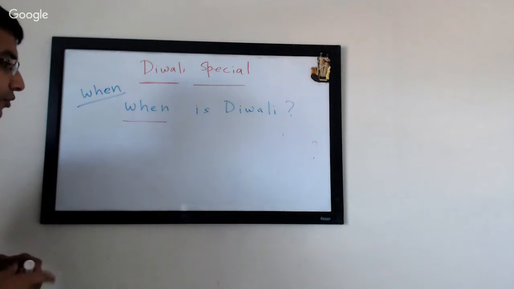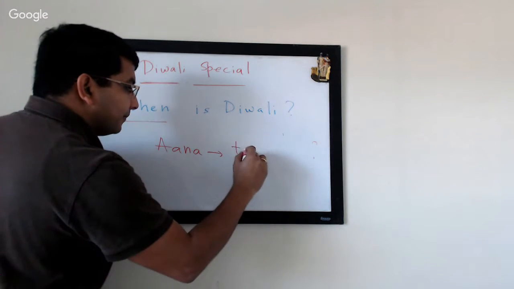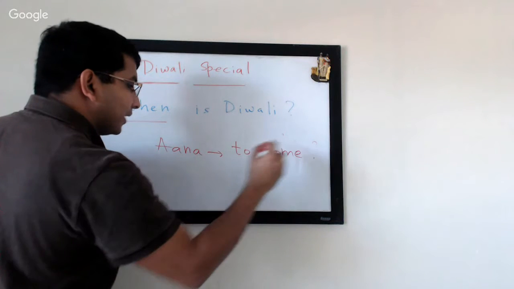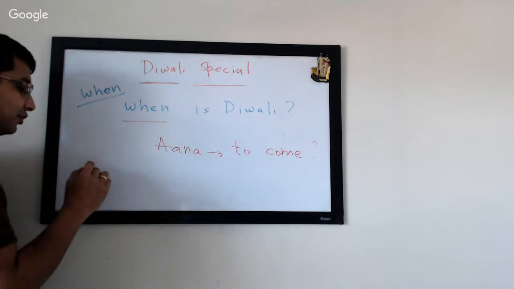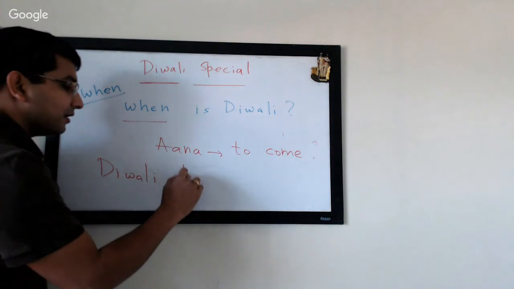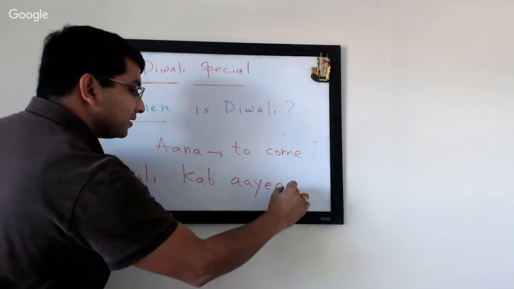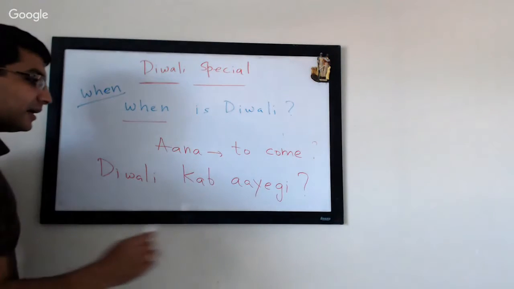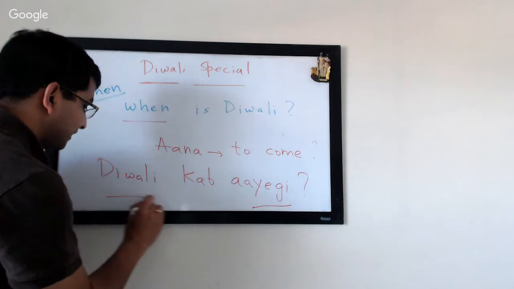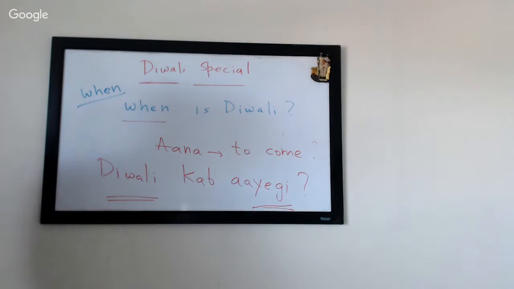The second one uses the verb aana. Aana is to come and jaana is to go, right? If you want to say, when will Diwali come, you use the future indefinite. You can say Diwali कब आएगी, and you use आएगी, not आएगा, because Diwali, the festival, is considered feminine in this case. So Diwali कब आएगी is another way of saying it. Both of them are right.